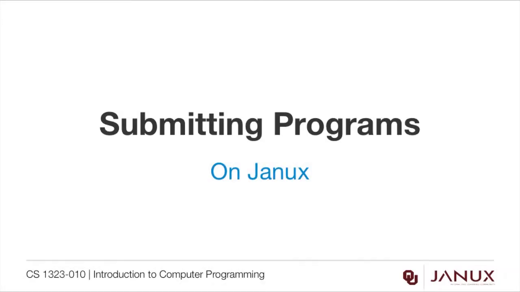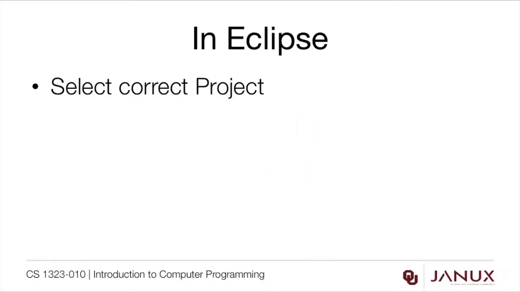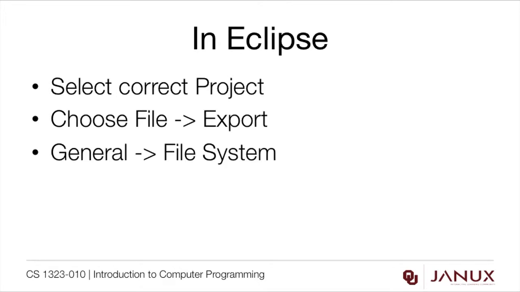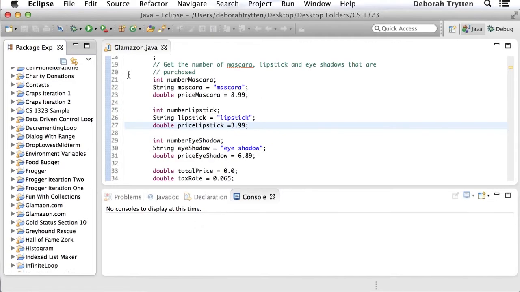Let's take a look at how to submit programs on Janux. In Eclipse, you select the correct project, choose File, Export, then General, File System, and then choose your files. Let me show you how it's done. Here we are in Eclipse.